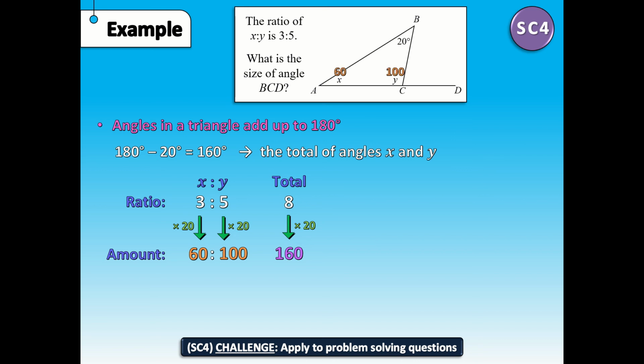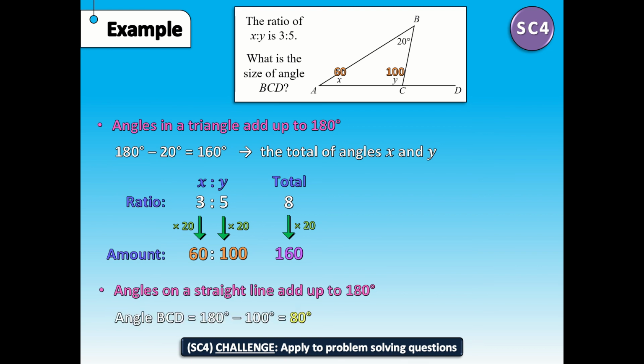Now we want the size of angle BCD, and we know angles on a straight line add up to 180 degrees. So if we take 100 away from 180, that means the answer is 80 degrees.